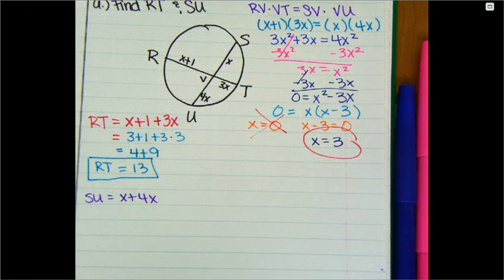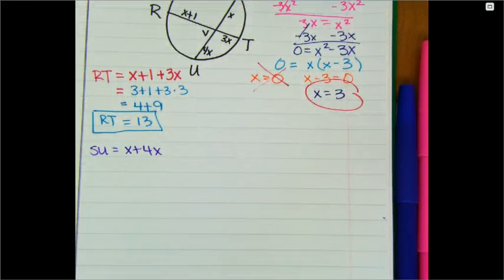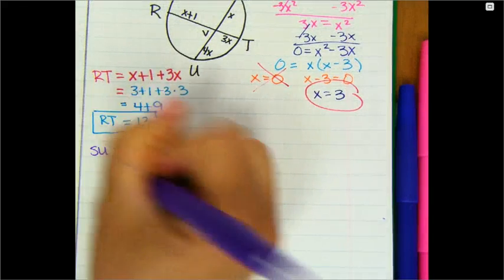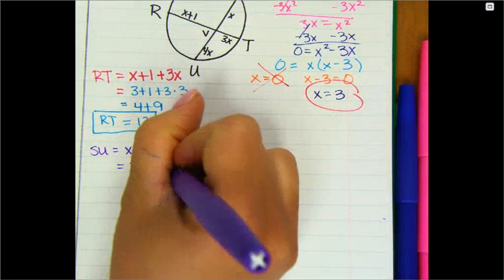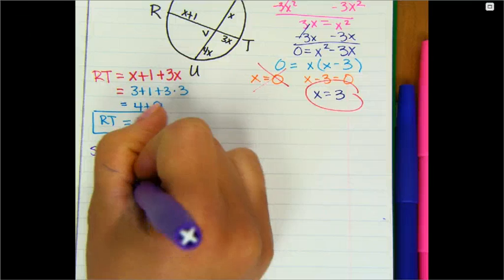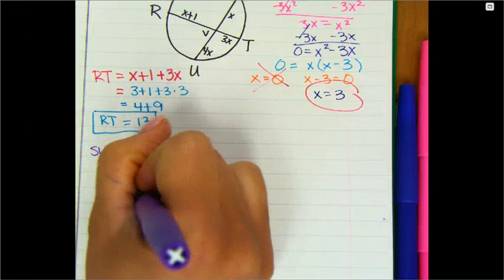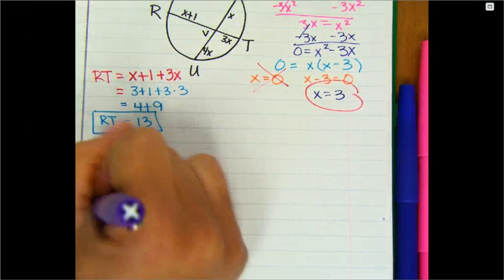Oh, I thought you had to do like that one. Alright, so we get SU, which is x plus 4x, which is 3 plus 4 times 3, which is 3 plus 12, which is 13. Good. Got it?